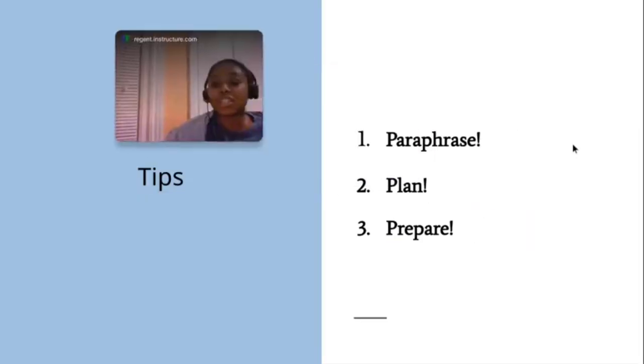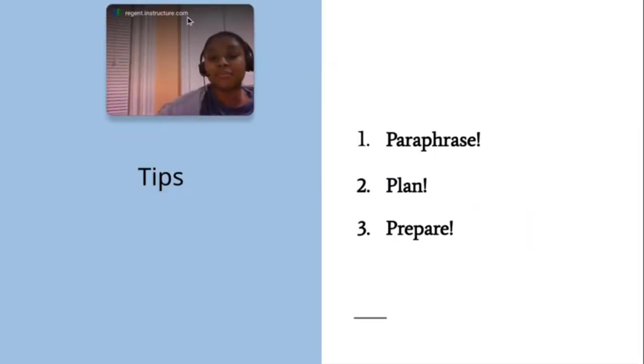Before we end our session, I just want to reinforce these 3 things. Number 1, paraphrase. You want to make sure that you can explain concepts in your own words. If you do that in your study guide, it's going to help prepare you to answer potential open-ended questions that are on the test, especially if it's a timed test.